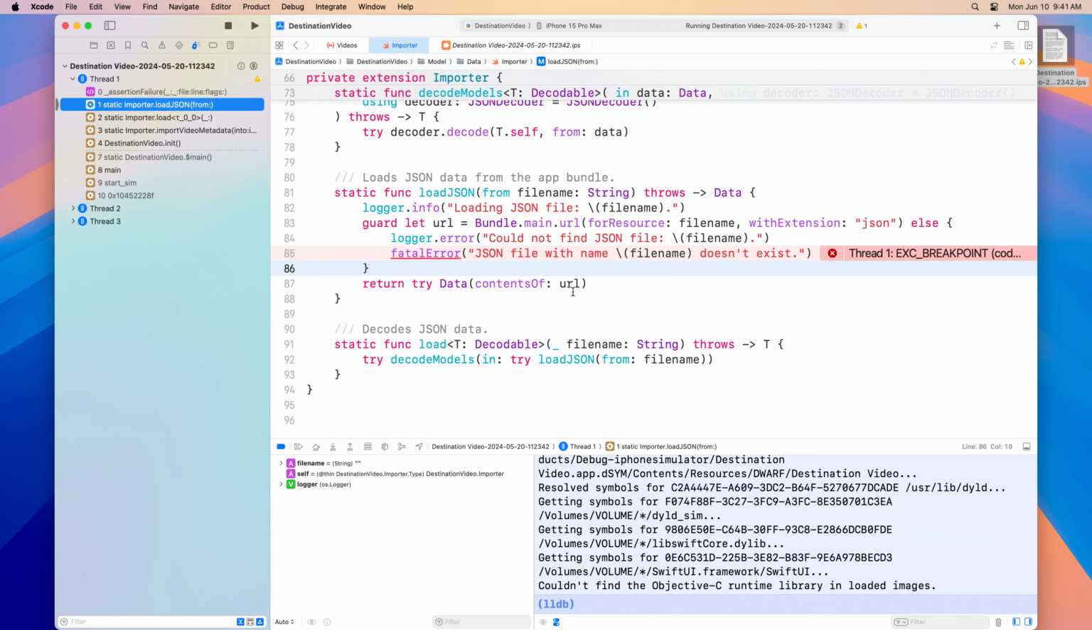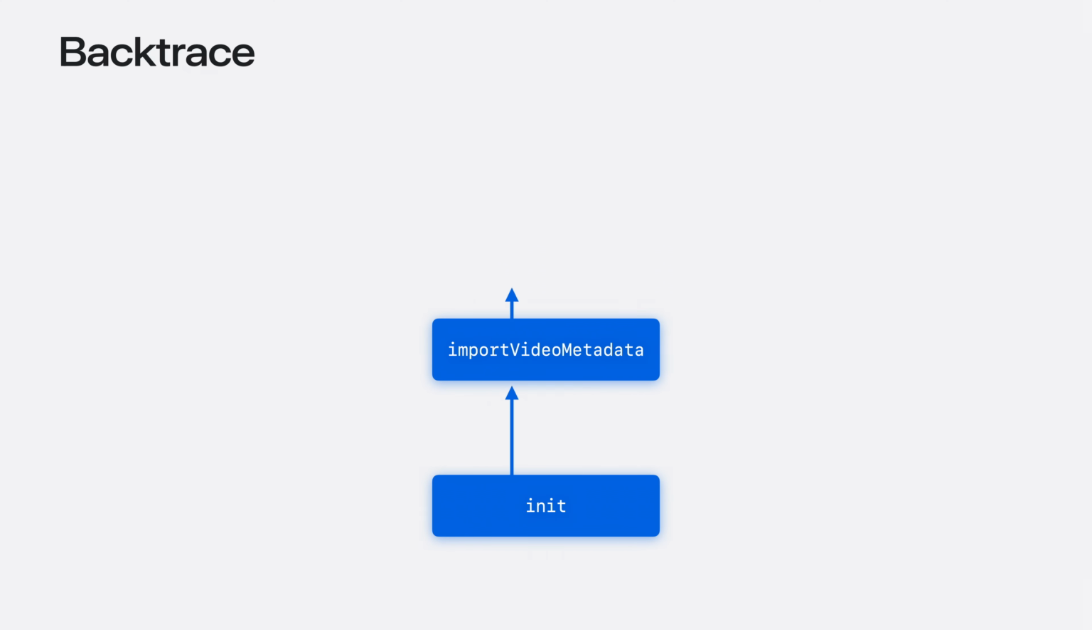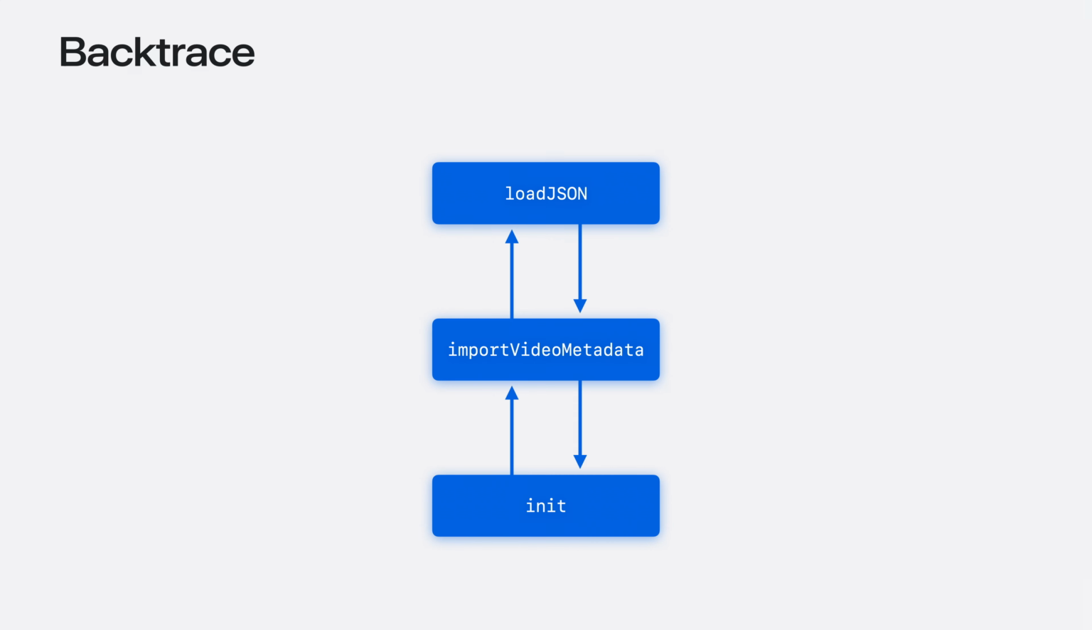But how did the program reach this point? The debugger provides a tool to answer this question, the backtrace. The backtrace describes the sequence of function calls, or stack frames, that led to this program state. It provides a view into what each function was doing, where they were called, and also where each of them was going to return to.